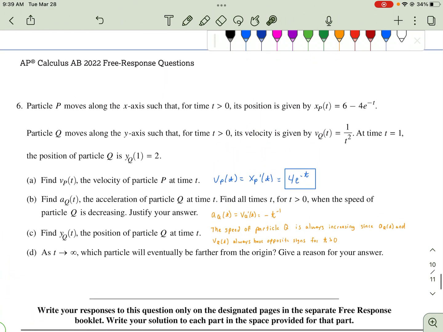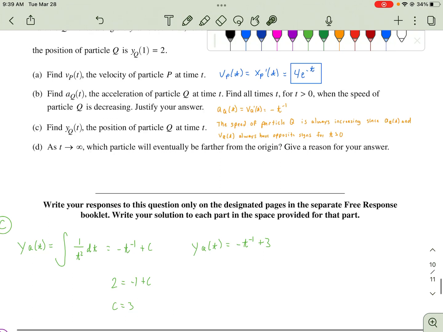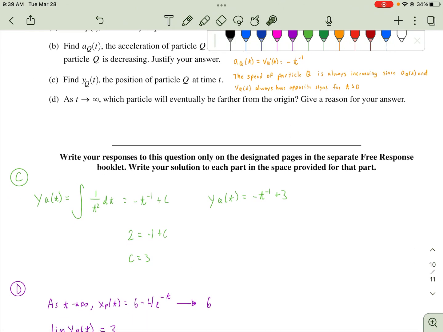Part C, find the position of particle Q. So position is displacement plus initial position. Here's our initial position. So find the displacement, which is the integral. And it wants it at time t. So that is, do the integral, find your antiderivative, put a plus c, use your initial condition to find c, and then just put your c in right there. So this is the position of particle Q at any given time.